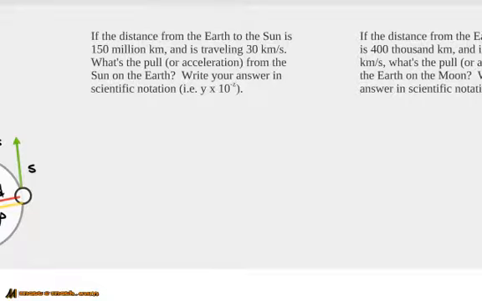It might be really helpful for you to draw a diagram. Here's one if you'd like to use this one. Here's the Sun in the middle. What's the distance to the radius of the Earth's orbit? 150 million. The speed we know is 30 kilometers per second. What's the pull? How much pull does the Sun have on the Earth? Why don't you plug it in the equation and see what you get?